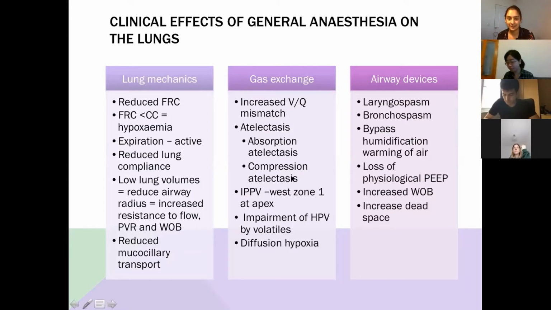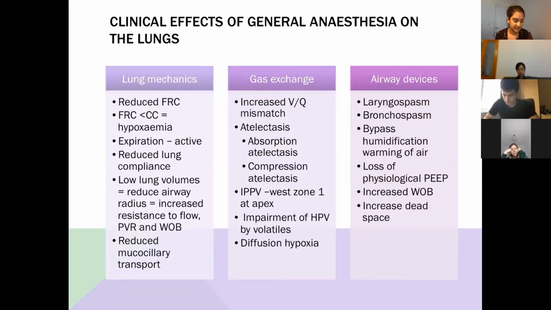Moving on to gas exchange, you get increased VQ mismatch, and of course we've just heard all about that, so I'm not going to dwell on that. There's increased risk of atelectasis under general anaesthetic, and this can be split up into absorption atelectasis and compression atelectasis. So I'll briefly explain them.